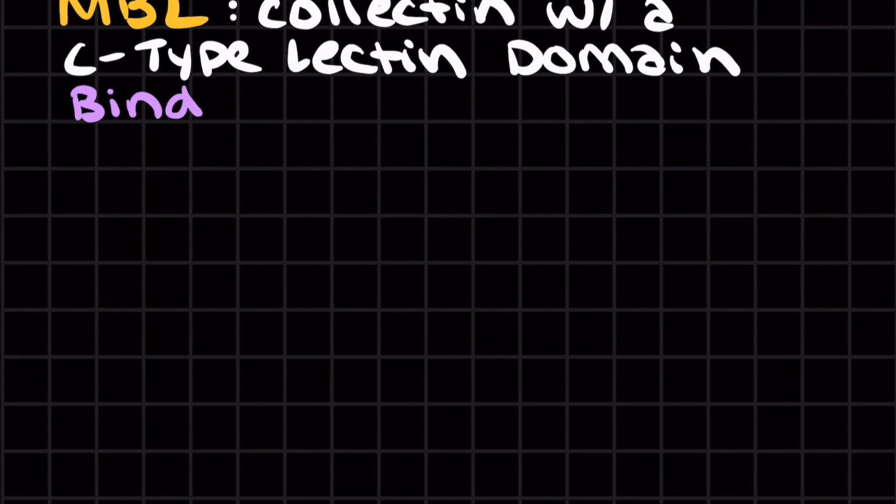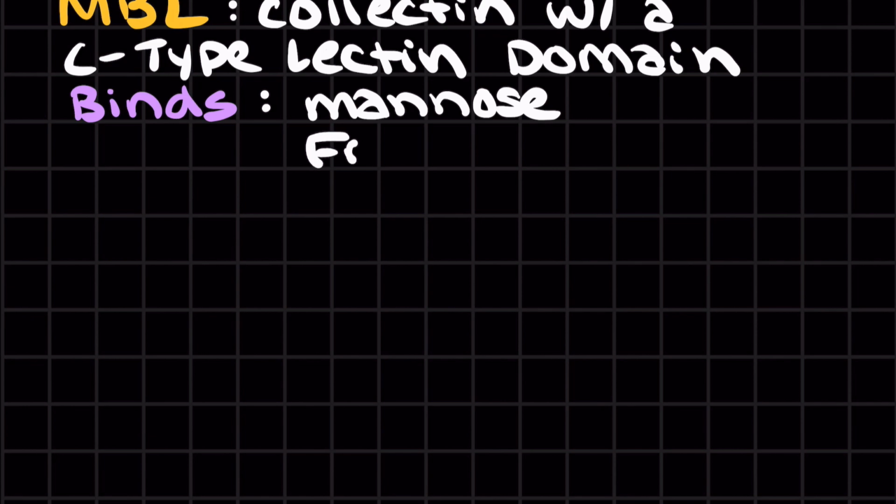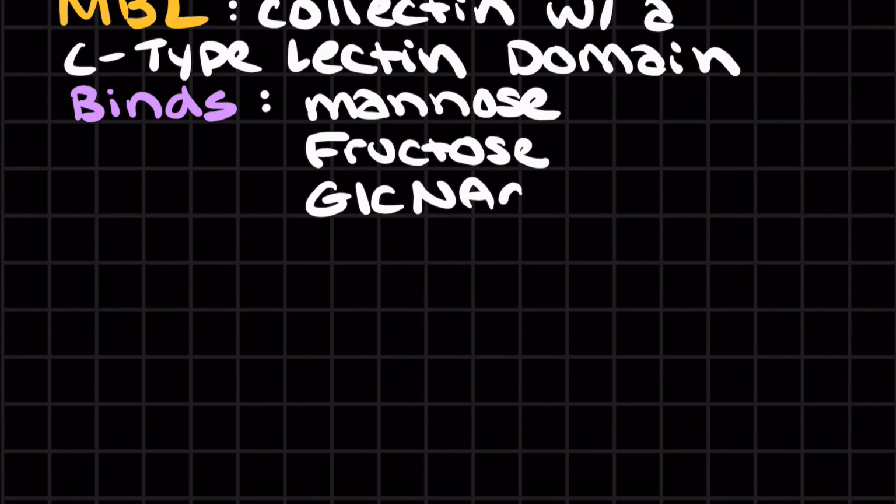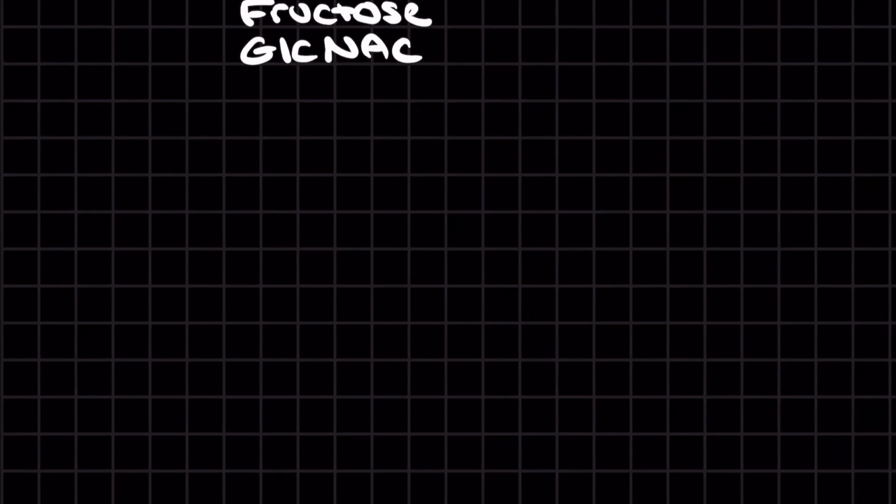And it binds to a few things. The first one should be obvious. Mannose binding lectin binds mannose. In addition, it binds two other sugars, one being fructose, and another being known as N-acetylglucosamine, which we can abbreviate as this, GlcNAc.